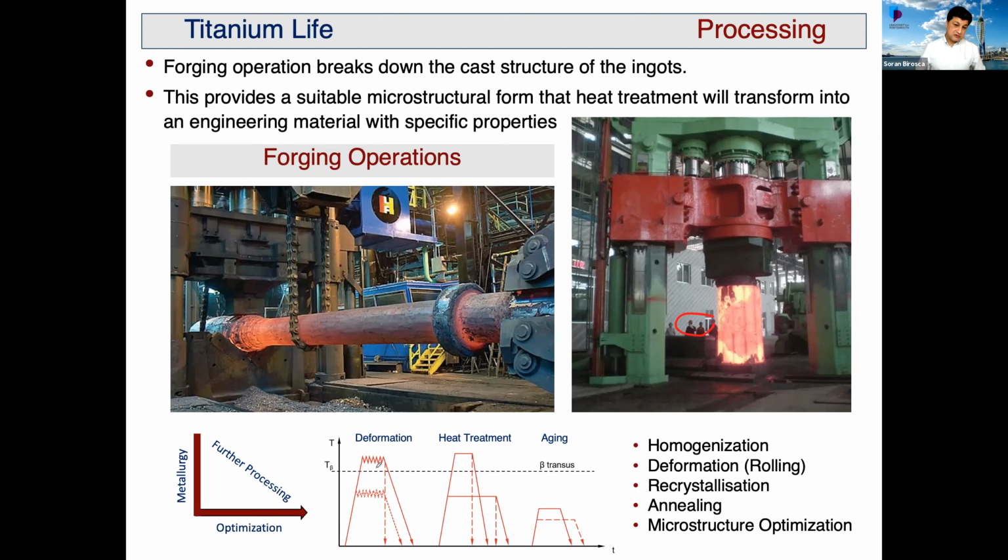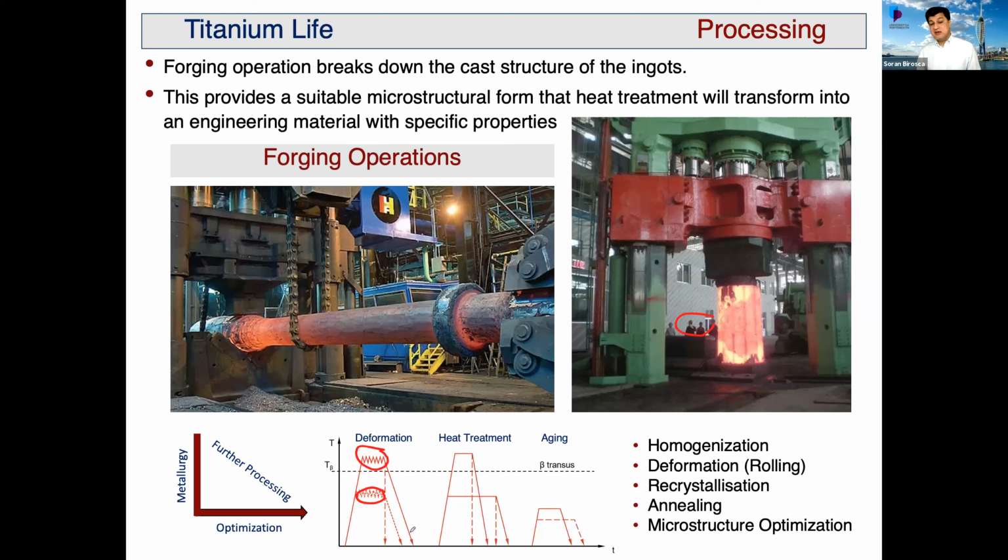So for the rolling, you will see you roll it either above the beta transus temperature or below the beta transus temperature, and I'll talk about this in a minute. And then the microstructure will be affected by the time, the strain rate, the heating rate, and the cooling rate of this type of processing and deformation.